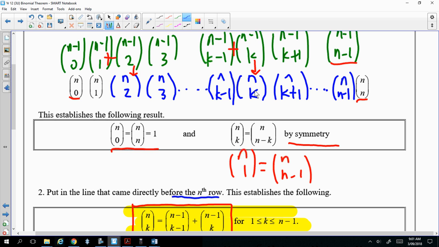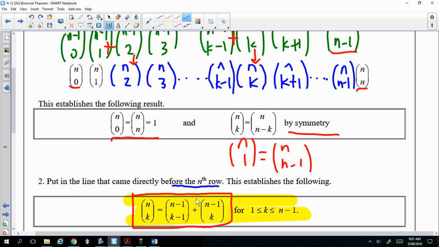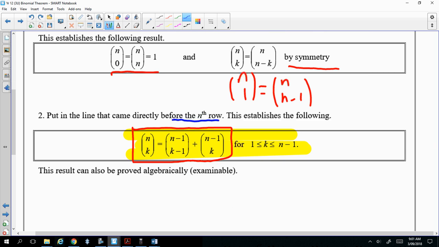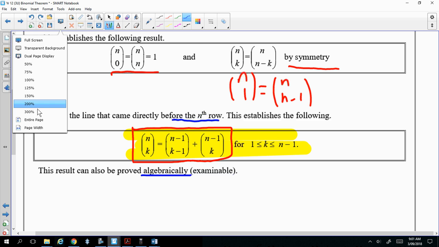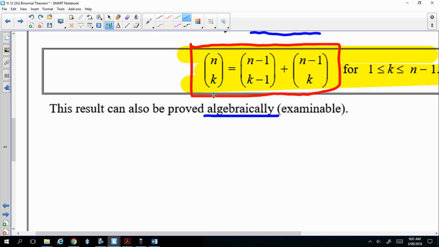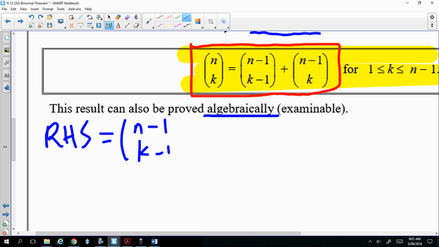And to prove it, we have to use the formula for nCk. So we can prove it algebraically. Just prove it algebraically. And that result is examinable. Okay, so what we do is we start from the right-hand side. Start from the right-hand side: (n-1)C(k-1) plus (n-1)Ck.